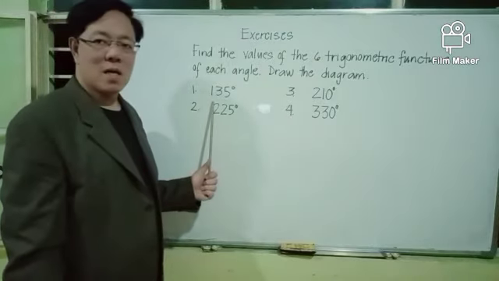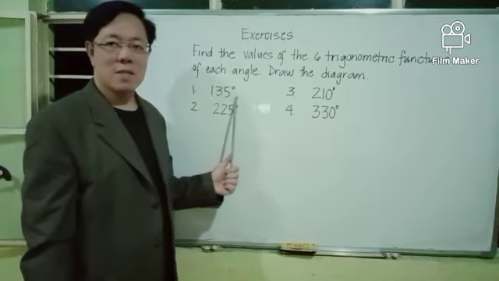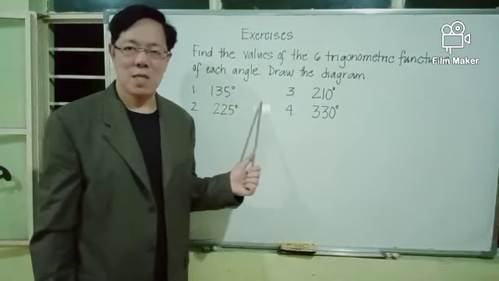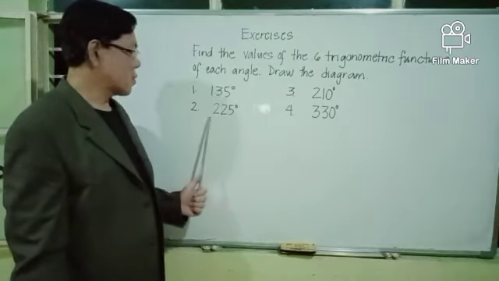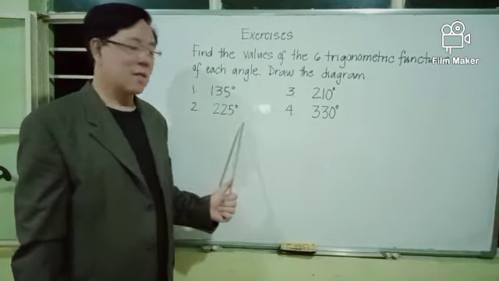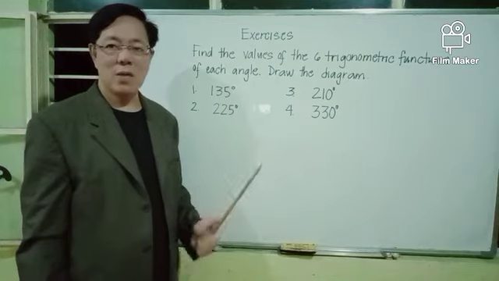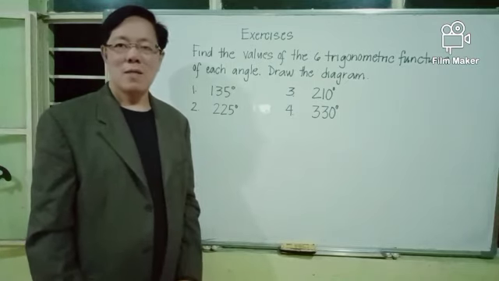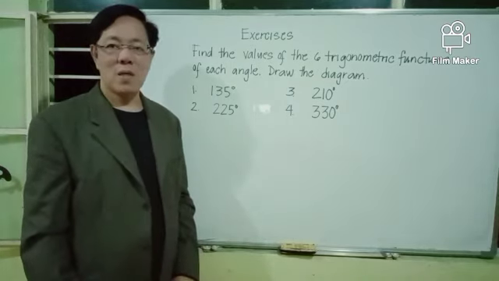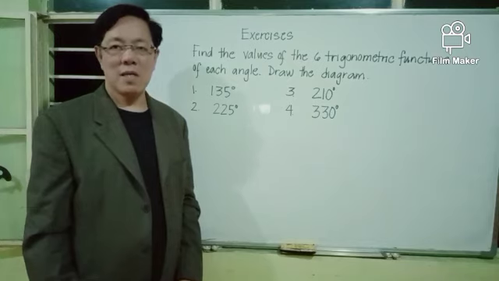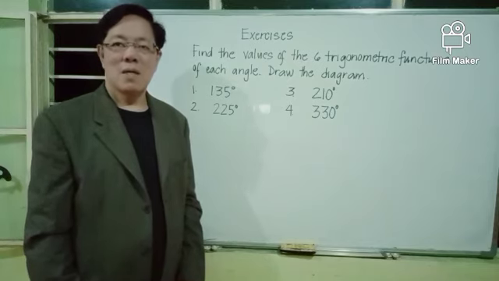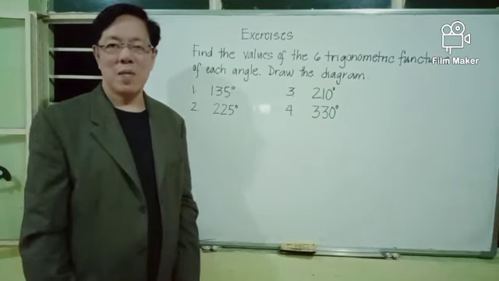Number 1, the given angle is 135 degrees. This is a multiple of 45 degrees. Number 2 is 225 degrees. This is also a multiple of 45 degrees. So for numbers 1 and 2, you follow the example in our first example for multiple of 45 degrees.